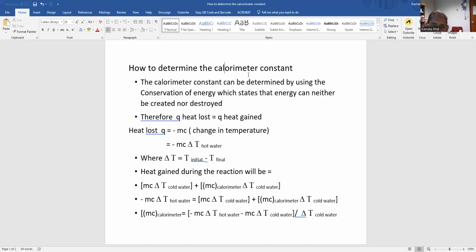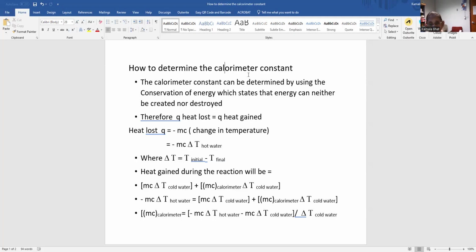And just like in the previous experiment, heat lost is given as minus mcΔT, that is the mass times the specific heat of the material multiplied by the change in temperature. Because the sign over here is negative, we can always write the change as ΔT equal to T initial minus T final. But always remember that whenever the symbol delta comes in, it's always T final take away T initial.